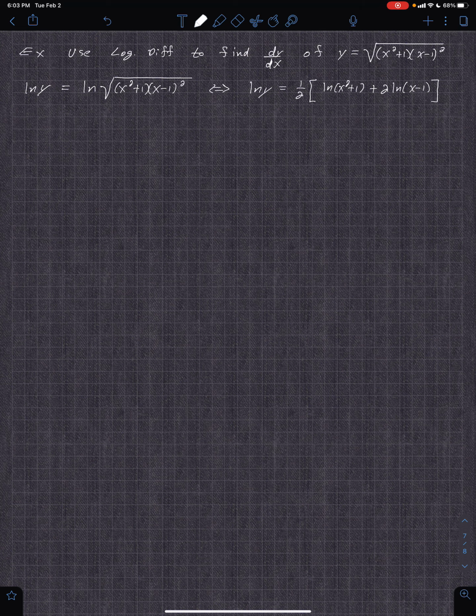So let's differentiate, and it actually works out nicer. So differentiate both sides now. Wait, what am I missing? I'm missing a logarithm. Oh no, they're there. Okay, we're good here. So now differentiate both sides.